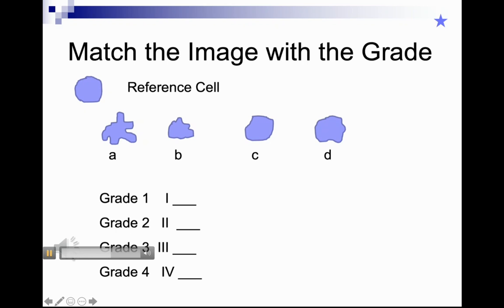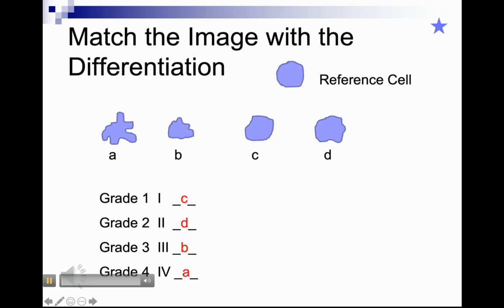Match the image with the grade. All right, so pause here until you figure out your answers, and then I'm going to move on to the next slide. Match the image. Did you notice that grade 1 looks the most like the cell it was supposed to be? And grade 4 looks the least like the cell it was supposed to be.